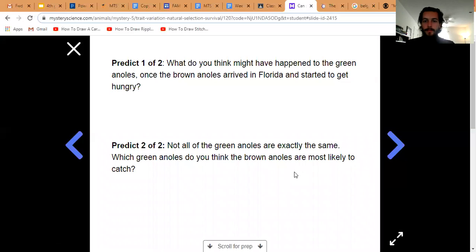So, what do you think might have happened to the green anoles once the brown anoles arrived in Florida and started to get hungry? Well, of course, the browns wanted to eat the green anoles. So, did the green anoles survive, or what happened? And also, don't forget that not all the green anoles are exactly the same. Which green anoles do you think the brown anoles are most likely to catch?